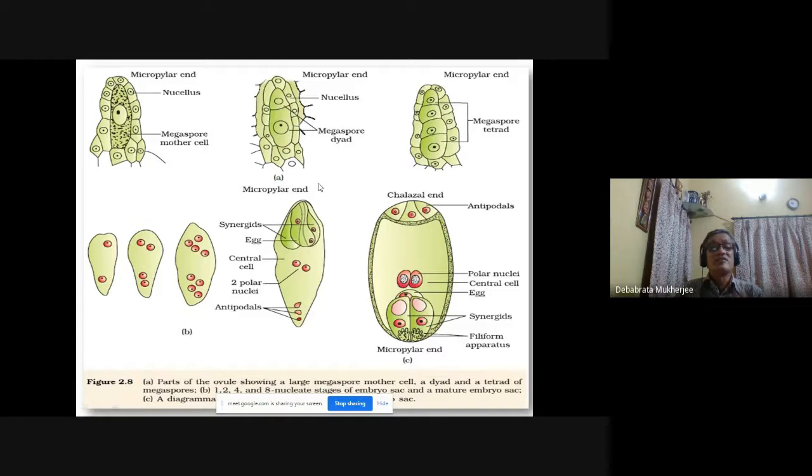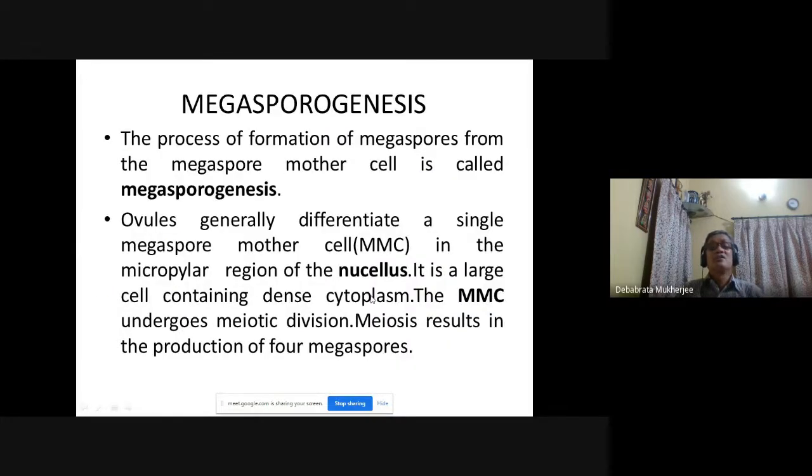So that is the distribution here. Parts of an ovule: micropylar end, nucellus, megaspore mother cell, and next, subsequently, diad, tetrad. Subsequently we shall explain about it. So megasporogenesis: the process of formation of the megaspore from the megaspore mother cell is called megasporogenesis.